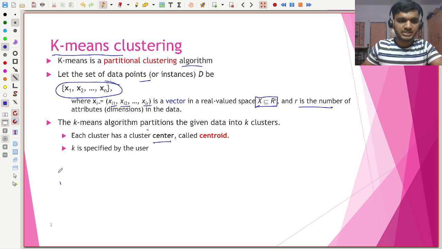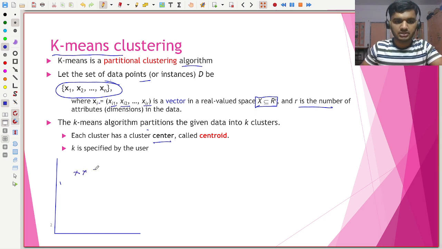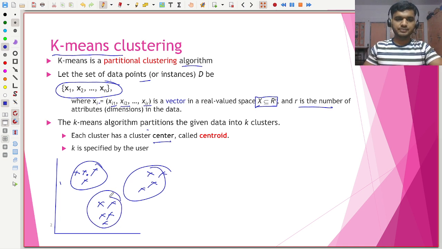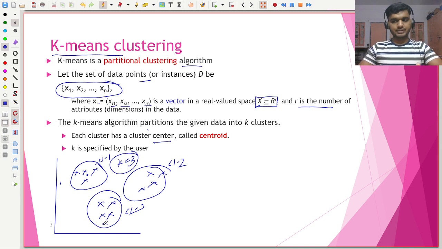Suppose this is one of the clusters. Then this cluster has a center, and this cluster has a center, and this cluster has a center. Here k equals 3 because we have cluster 1, cluster 2 and cluster 3, like this.